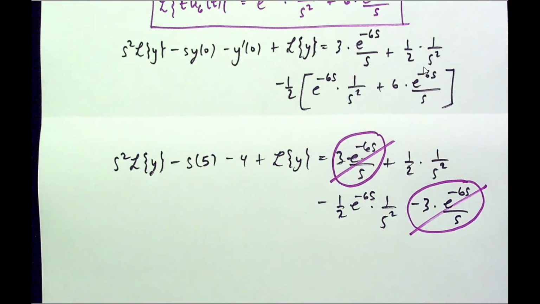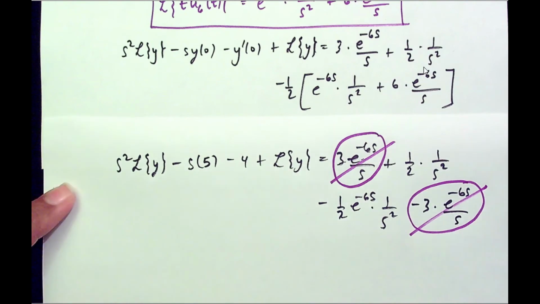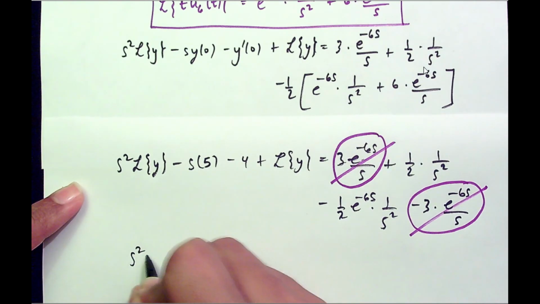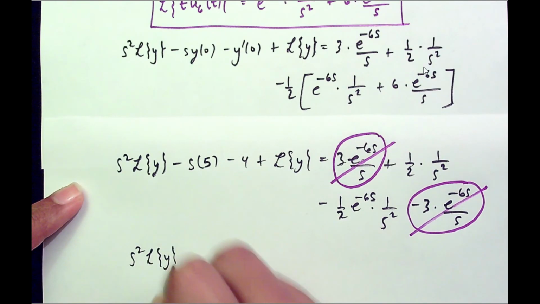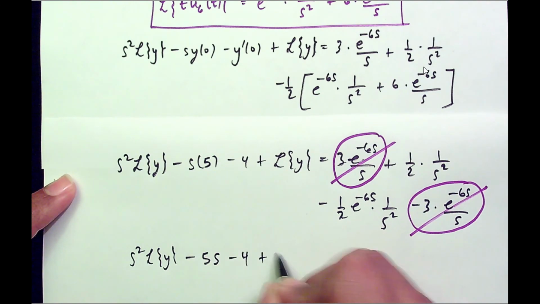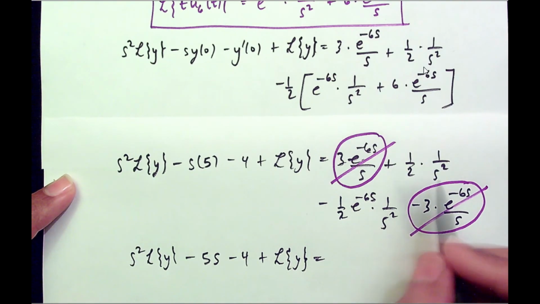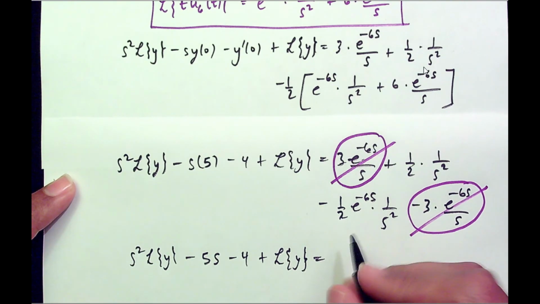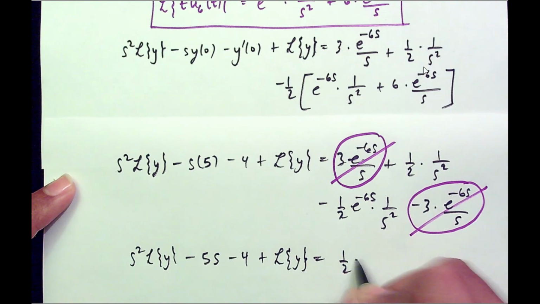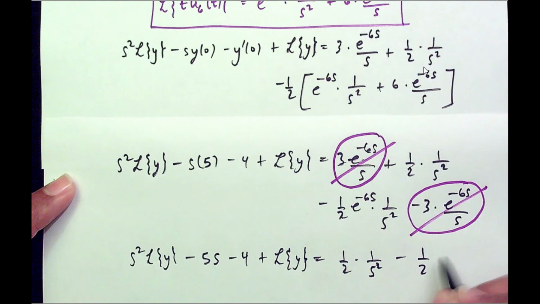And this simplifies some. So this is s squared times the Laplace transform of y, minus 5s minus 4 plus the Laplace transform of y equals, and you're only left with 1 half times 1 over s squared minus 1 half times e to the minus 6s times 1 over s squared.